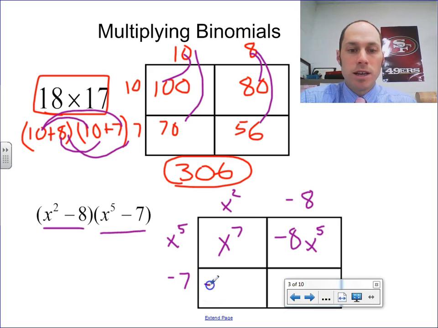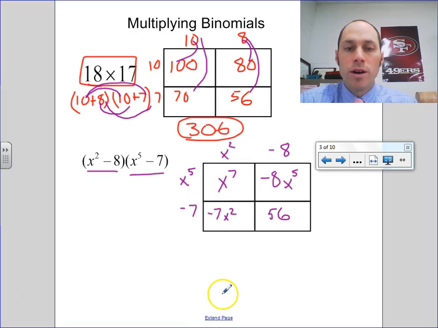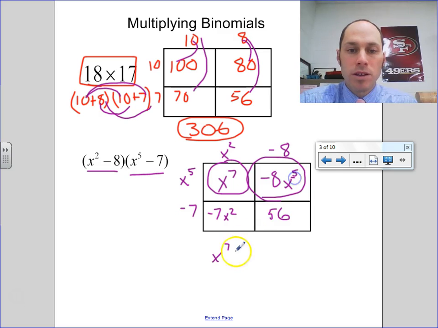X squared times negative 7 is negative 7x squared. And finally, negative 8 times negative 7 is positive 56. So when I rewrite this out, I'm going to go in decreasing order. So x to the seventh is my largest term. Then I have negative 8x to the fifth. Fifth degree is next. And then I have negative 7x squared. You see, I don't have any terms I can combine here. So I just list them all out in order, plus 56.